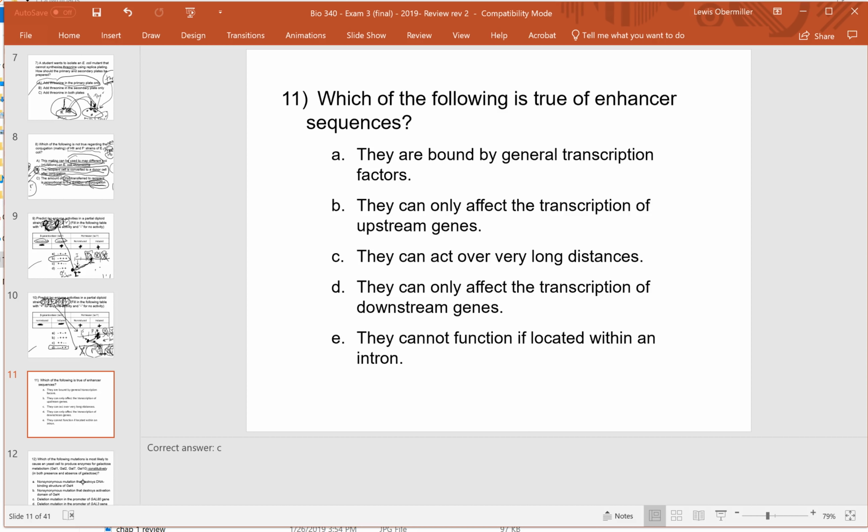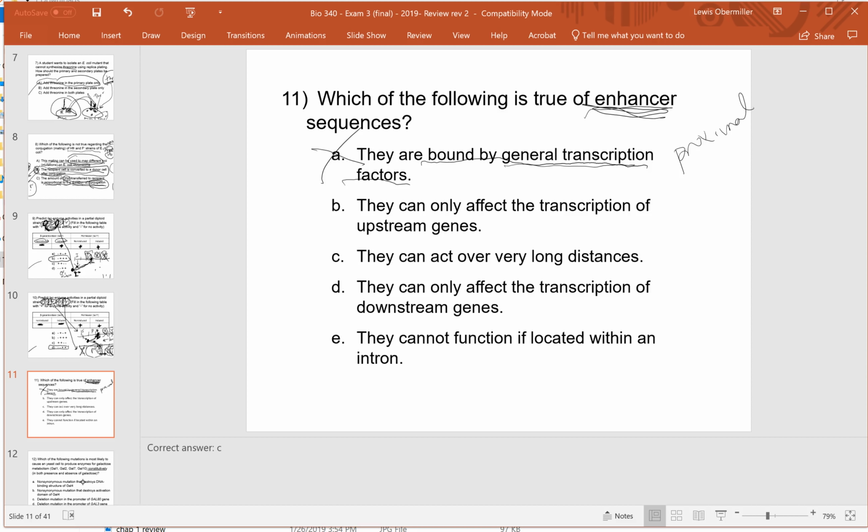Which of the following is true of enhancer sequences? So we talked about general transcription factors binding in the promoter proximal region. General transcription factors would not bind to an enhancer, because that's a promoter distal sequence. So that's not right. They can only affect the transcription of upstream genes.